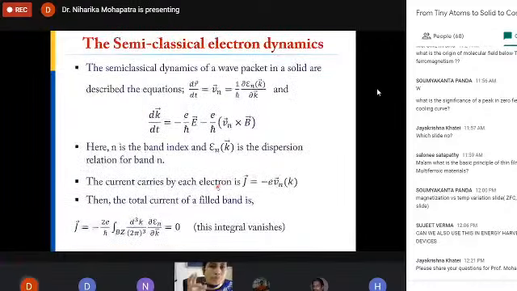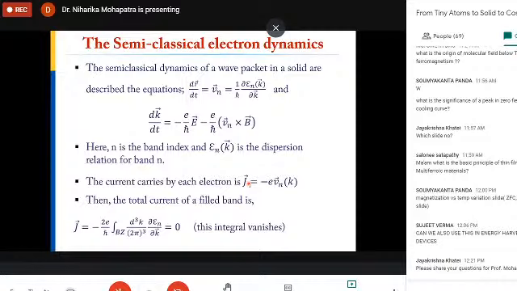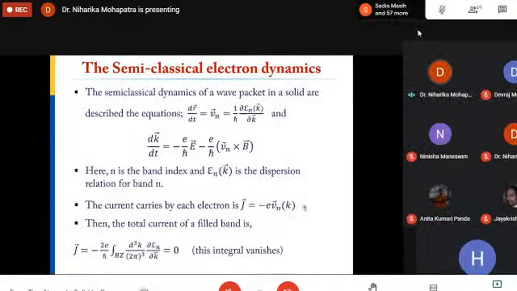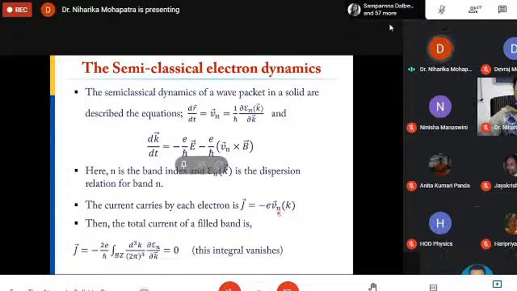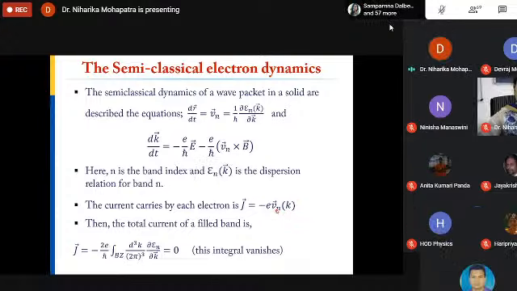So later on, this was derived from the semi-classical level, where we consider your quantum mechanical picture: you have bands, you have energy levels. From the energy levels, again, you can get your velocity. From that velocity, you can get the relation, and from the relation, again, you can get the current carried by each electron. That current is minus e v_n, where n is the energy band index. So you get this current.